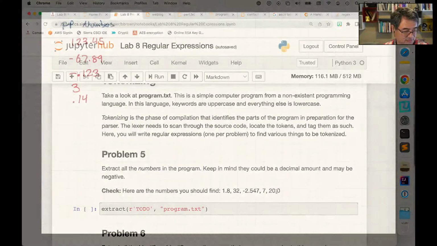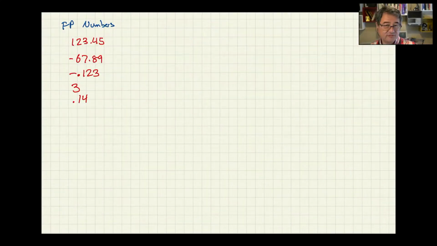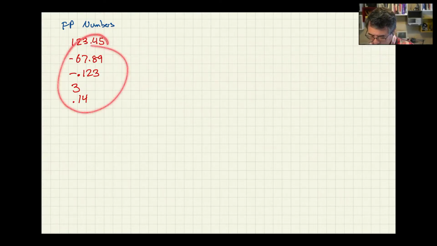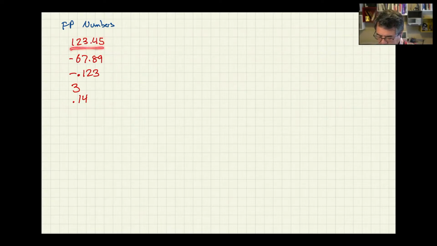So let's go over that. Like, how would you match floating point numbers instead of just integers? So here are some examples of floating point numbers. You got 123.45 and negative 67.89 and negative 0.123 and just 3 and 0.14.